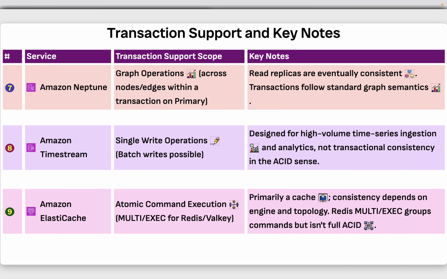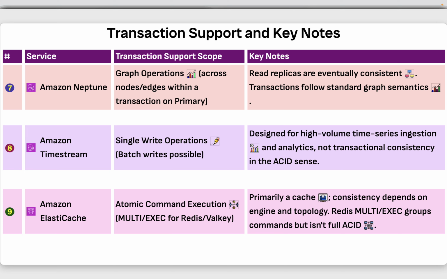Then comes ElastiCache, and the transaction support scope is atomic command execution via MULTI/EXEC for Redis and Valkey. So these are some facts which I want to just bring in. Some keynotes: it's primarily a cache.